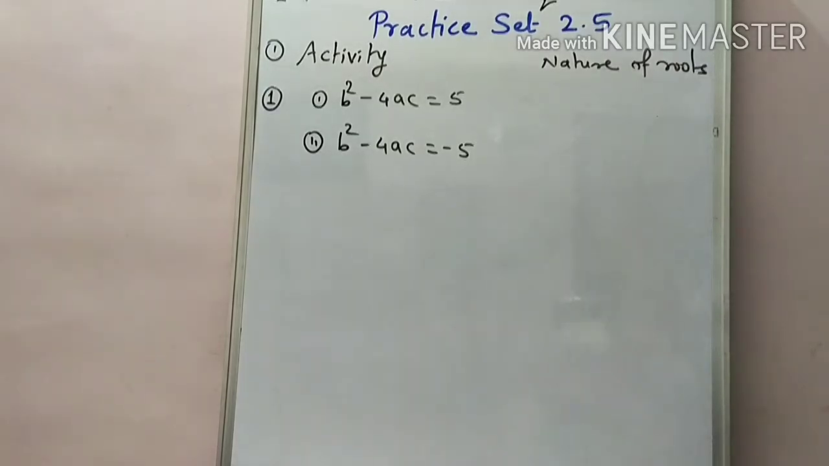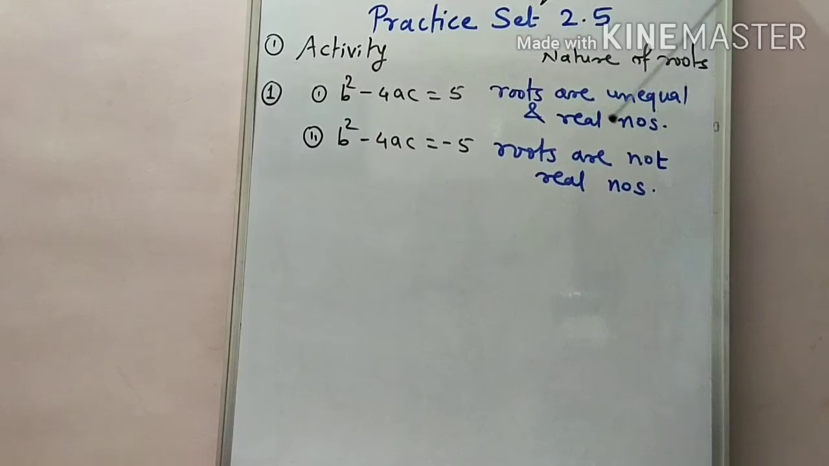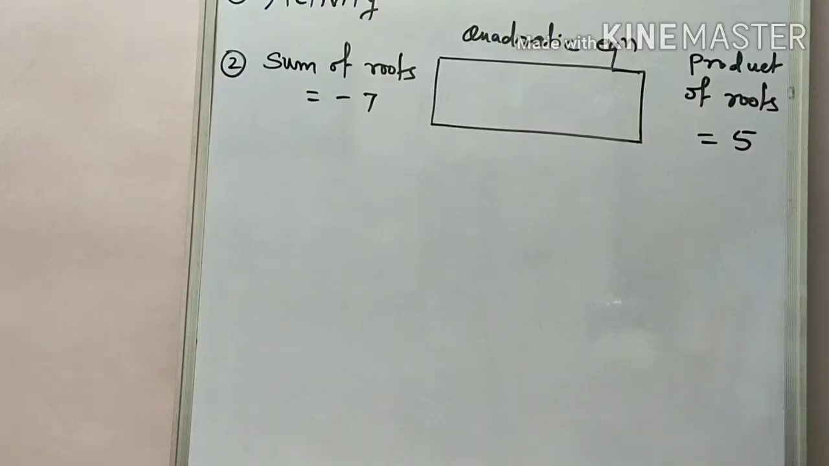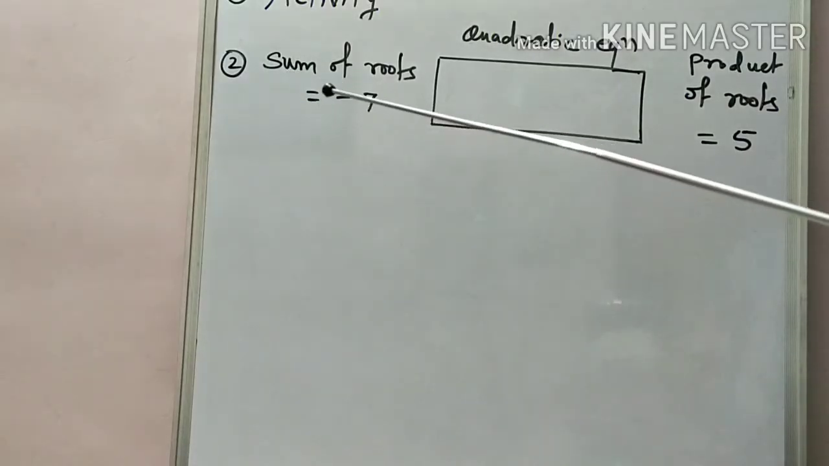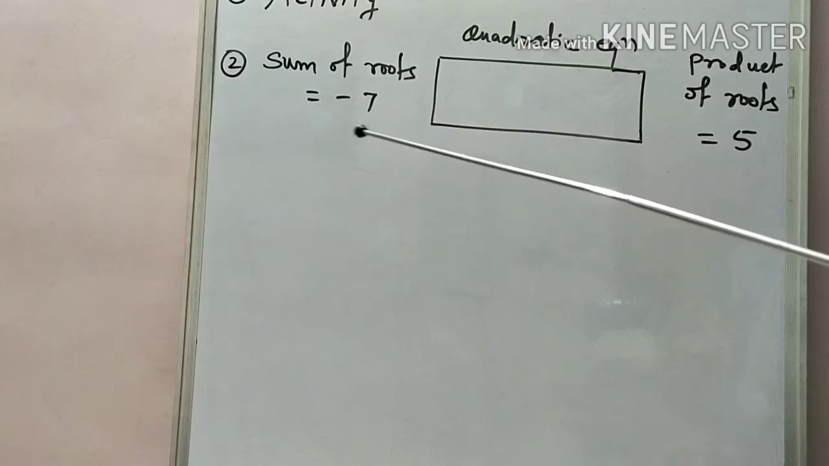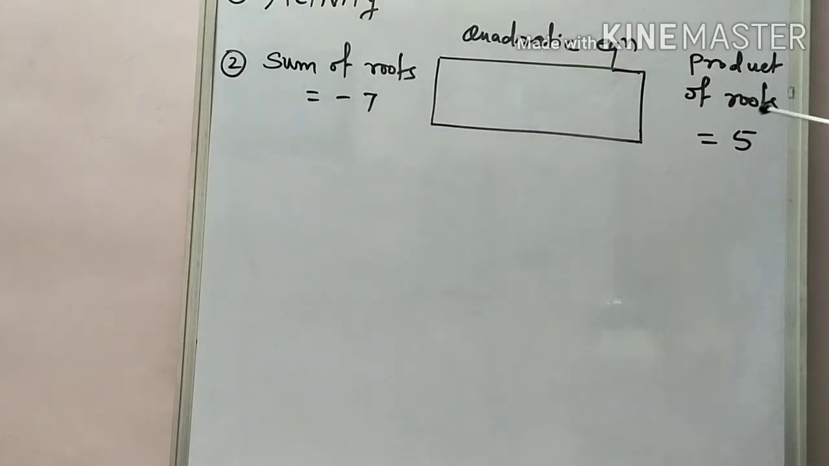Okay, so like this we write the nature of the roots. Okay, in the second example we are given that the sum of the roots is equal to what? Minus 7, and the product of the roots is equal to what? 5. Then we have to write down the quadratic equation.